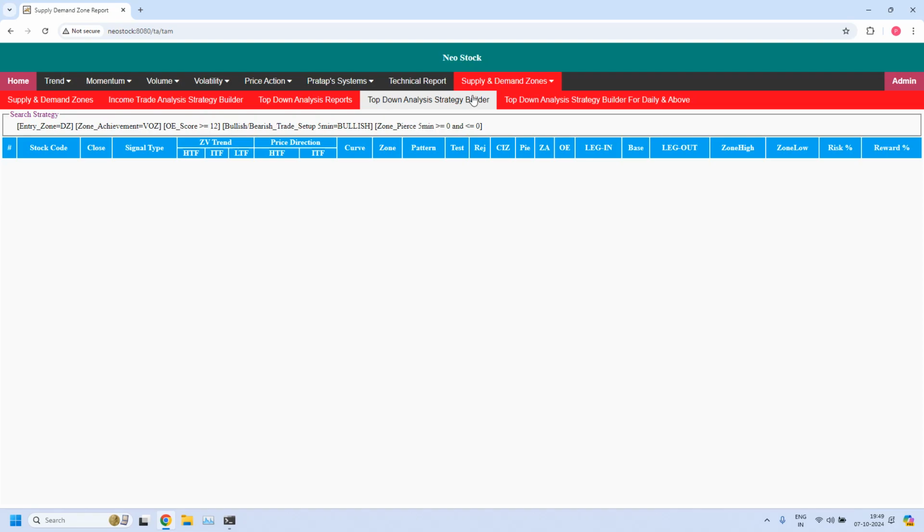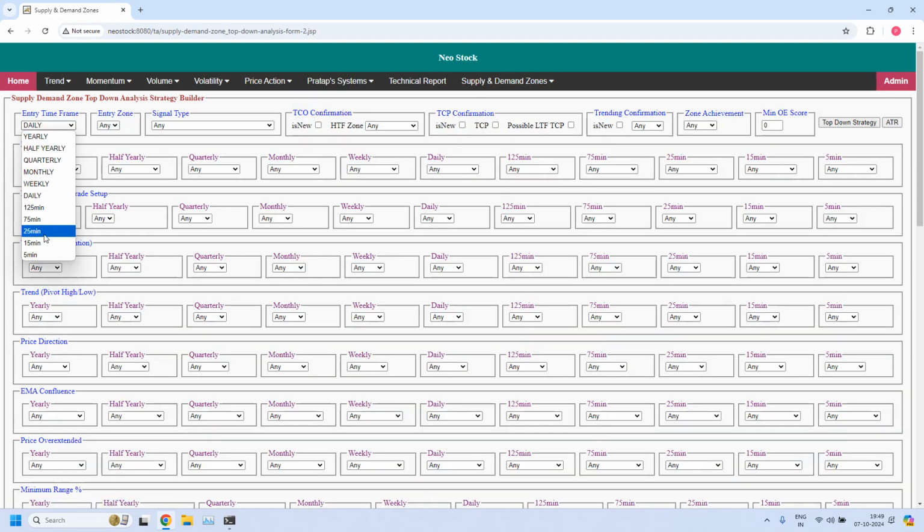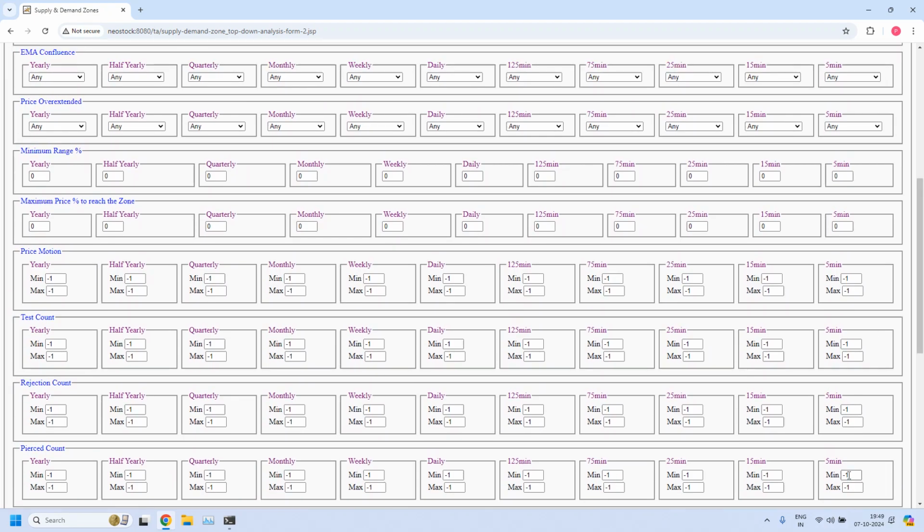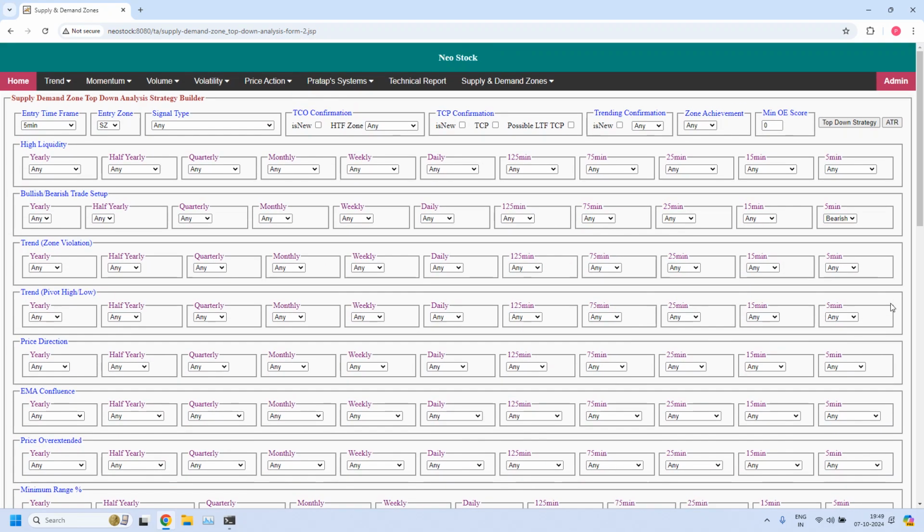Okay, now let's look for bearish trade setup for hourly income trade. Entry time frame 5 minutes. Entry zone is supply zone. In bullish or bearish trade setup at 5 minutes, I am selecting bearish. And this 5 minute supply zone should not be pierced. So in the pierced count at 5 minutes time frame, I am setting minimum value 0, maximum value 0. That means zone is not pierced. Zone achievement violated, opposing zone, minimum odd and hands score 12. All the 3 filters are applied to 5 minute supply zone.